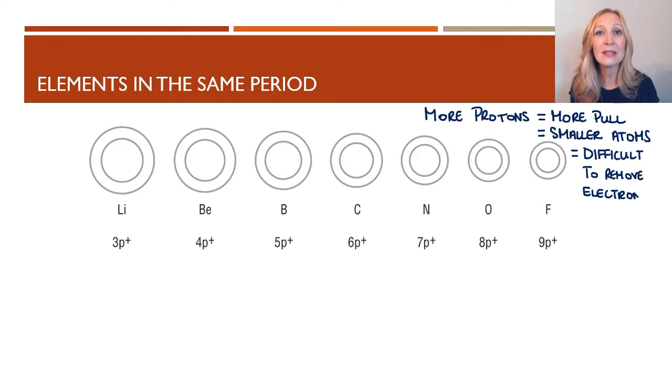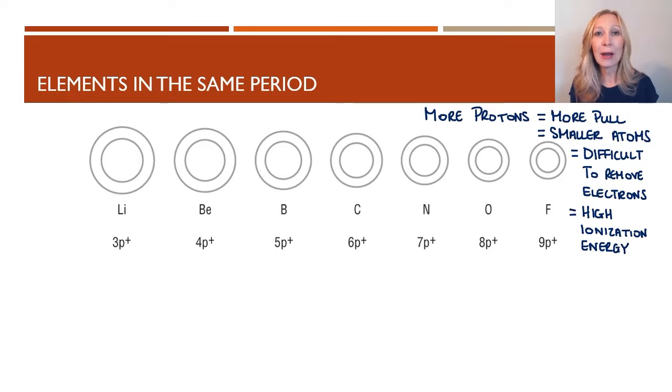And what this does is it makes it more difficult to remove electrons from those outer energy levels, which means that we have higher ionization energies. As we move from left to right, the ionization energy increases.